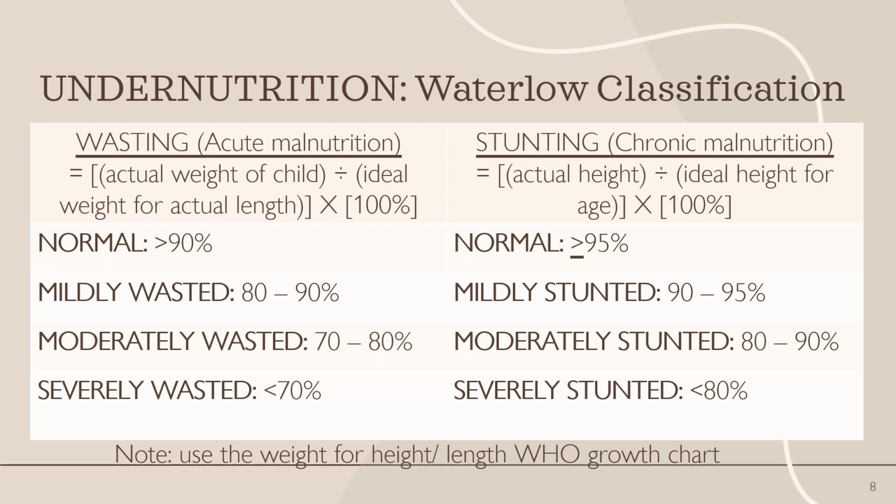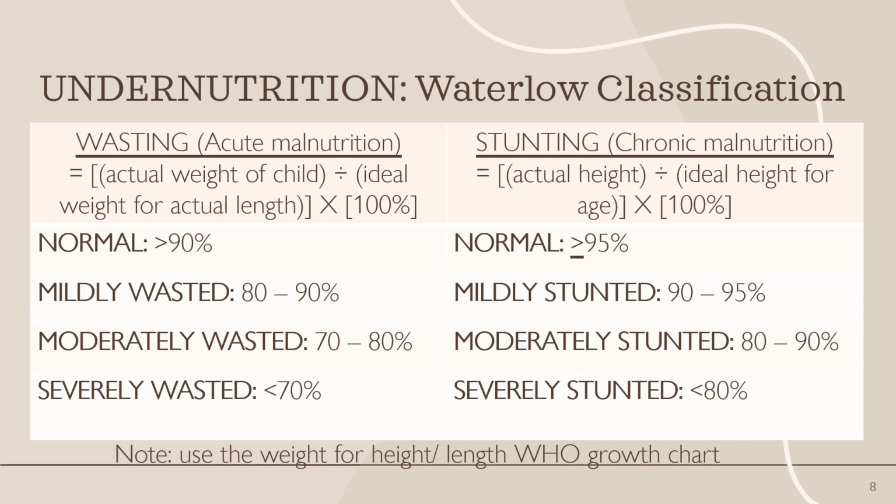So, in your DPC review notes, you have the following also. So just review. This is one of the ways in which we classify or measure the state of nutrition of somebody, particularly an undernourished individual. So we use the Waterloo classification. So for wasting, which indicates acute malnutrition, we use the weight of the child. Okay? So basically, when we are talking about the weight of any individual, it's basically caused by an acute process.